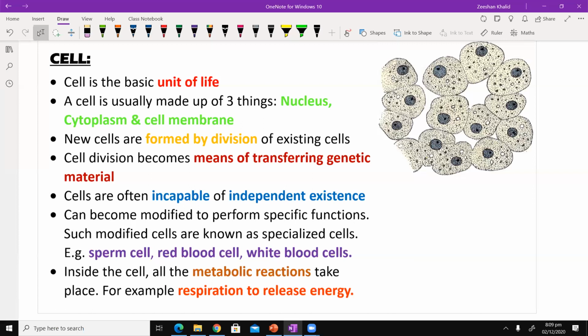Okay, so point number 1, the cell is the basic unit of life. And what I mean by basic unit of life is just like the example that I gave earlier: the basic unit of a school, for example, is a brick, and the basic unit of a living organism, of life, is a cell.